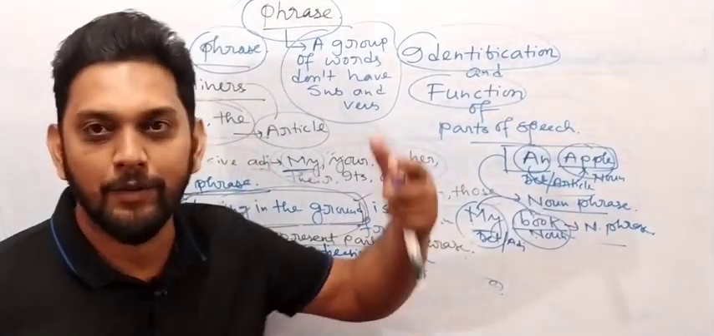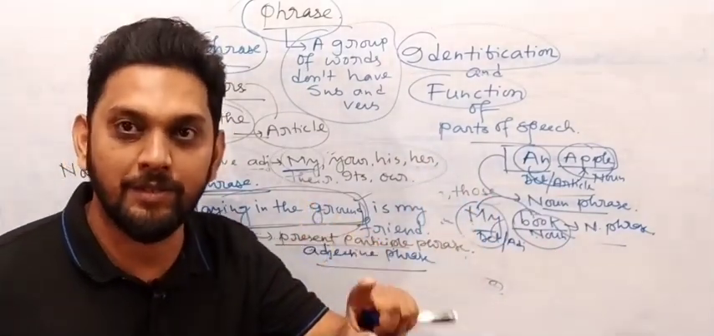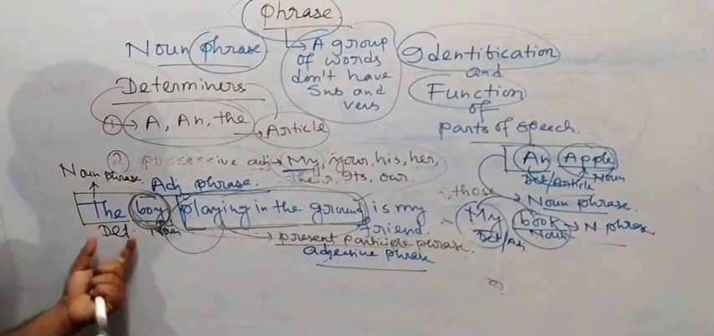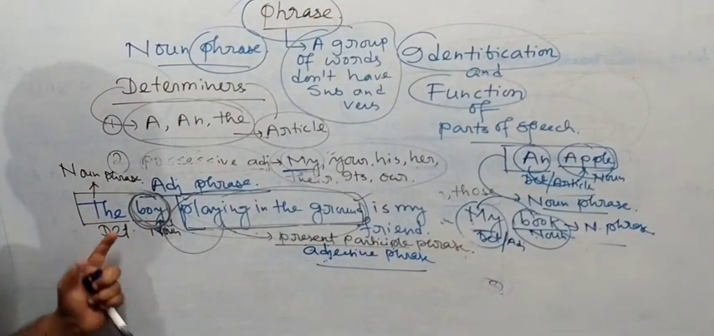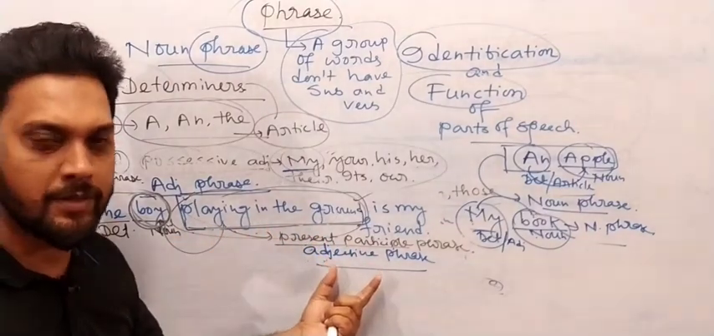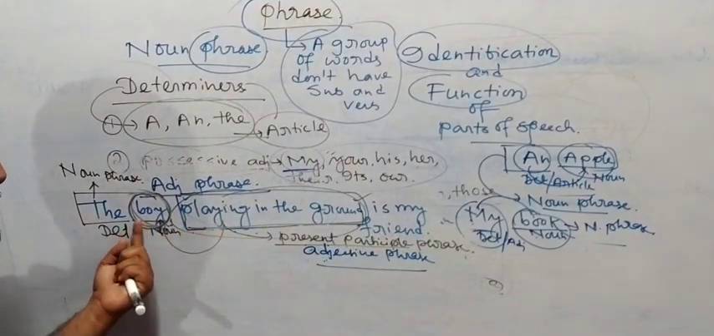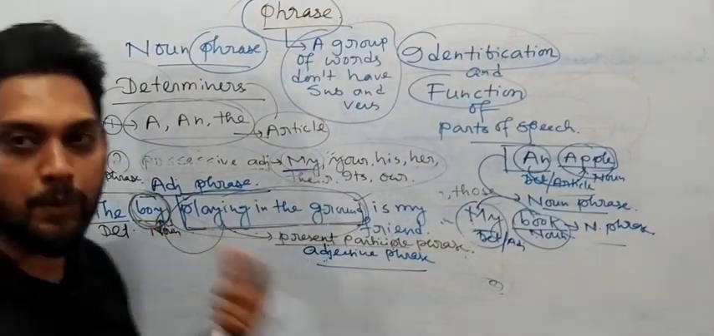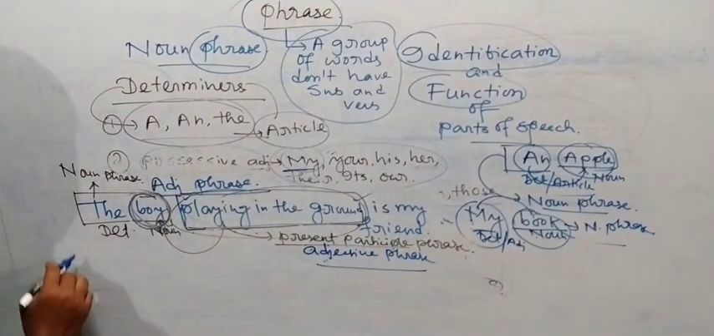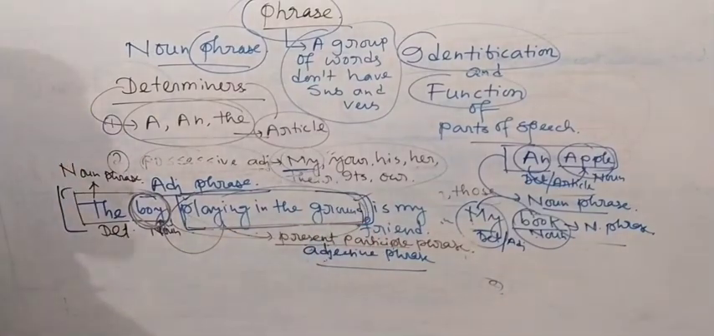Got it? And just a few minutes before, I told you one thing. I discussed adjective with noun phrase. Now have you understood? This one is a noun phrase. The boy is a noun, the is a determiner, it makes a noun phrase. Playing in the ground is a present participle phrase. It acts as an adjective phrase in the sentence because it qualifies or describes the noun boy. Got it?